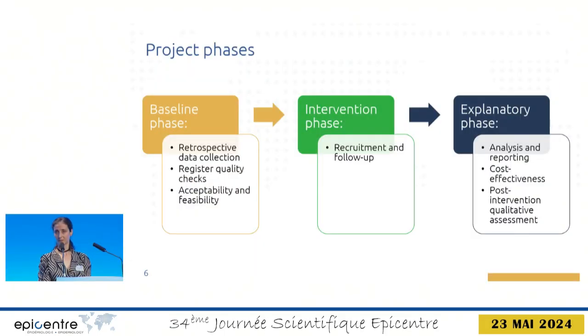First of all, in the baseline phase, we looked at retrospective data from the registers, and we checked the quality of these data. And also, we asked the patients and caregivers if this intervention would be acceptable, and we adjusted it according to our findings. In the intervention phase, we recruited and followed up the participants. And in the explanatory phase, we analyzed the data, we did the cost-effectiveness analysis, and also the post-intervention acceptability.